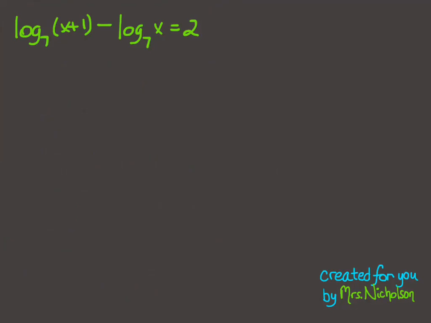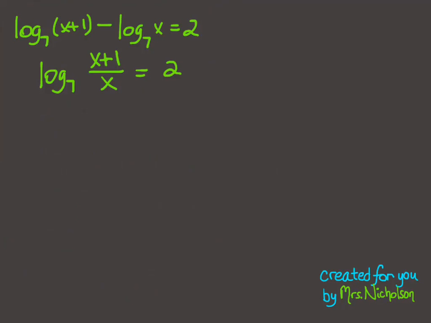Now remember, logs are exponents, and if I'm subtracting exponents, I subtract exponents when I'm dividing. So if I'm going to rewrite this and combine them together, log base 7, I want to divide x plus 1 divided by x. And that's going to be equal to 2. So now I've combined my logs together. I have a single logarithmic expression.